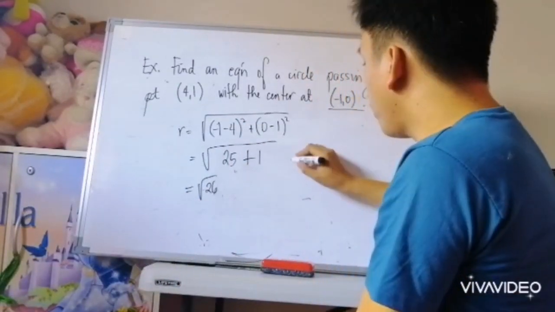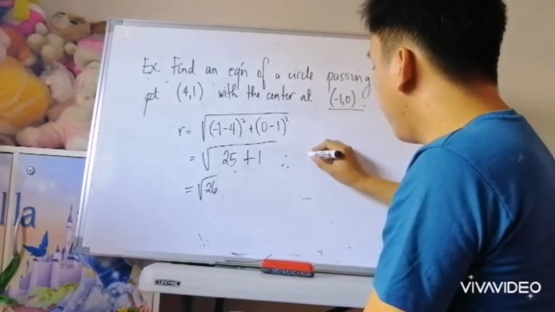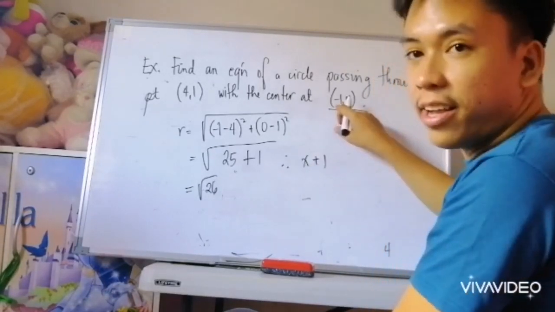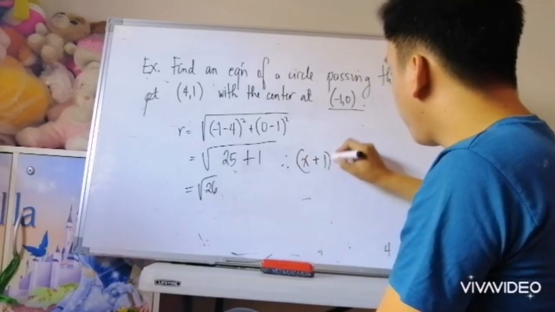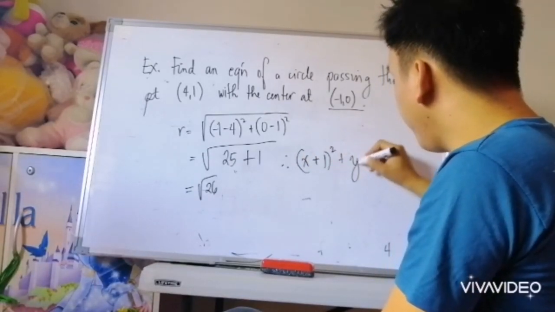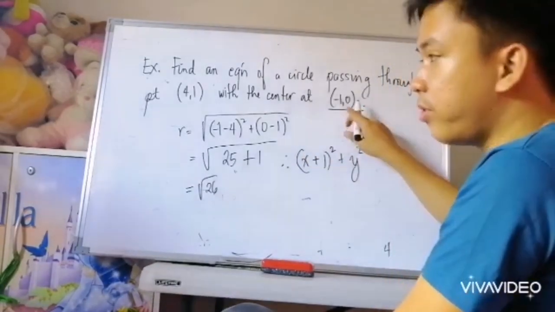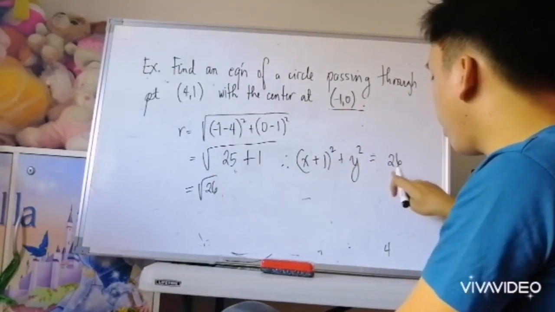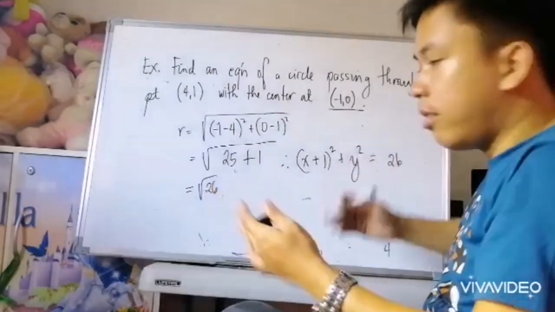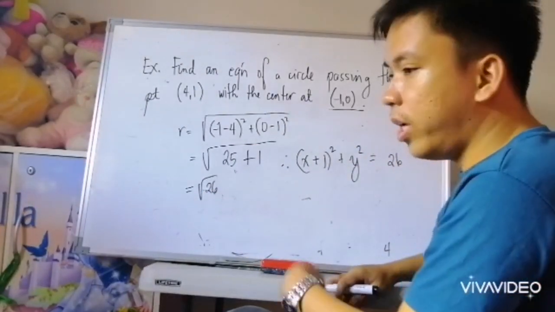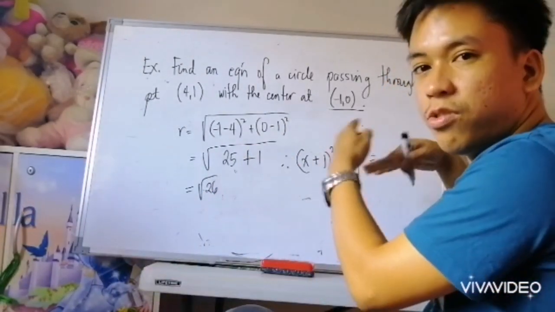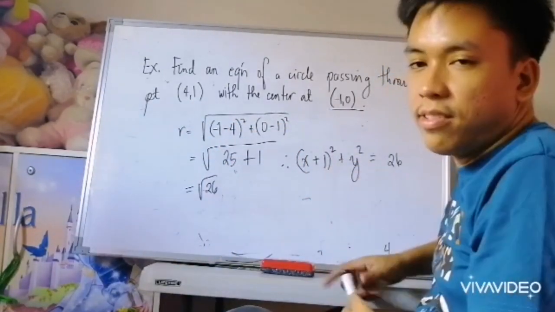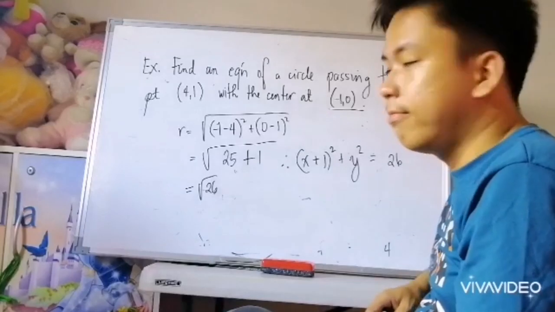So therefore, the equation of my circle here is (x plus 1) squared, because this is negative, plus y squared, because this is 0, so my k is 0, equals 26 as the r squared. That's it. So it's up to you whether you have to simplify this one with so much algebra, or you just have to stay as is. That's already done.